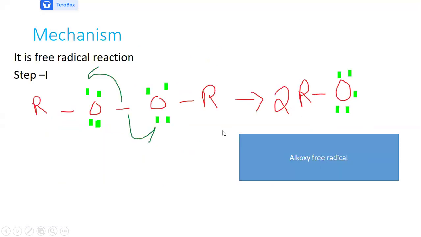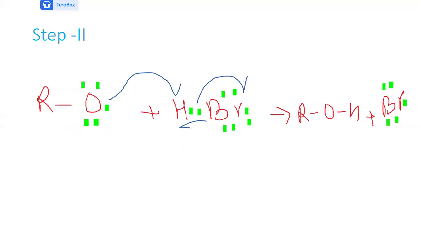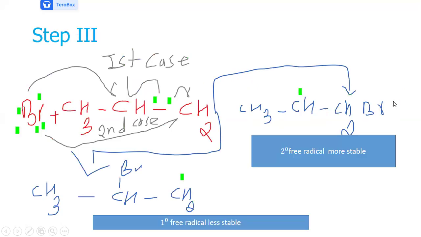Mechanism, it's a free radical reaction. Step 1, the peroxide is converted into an alkoxy free radical. Step 2, the alkoxy free radical attacks the hydrogen of hydrogen bromide, which has a covalent bond of 2 electrons. Half the electrons move towards the hydrogen and half to the bromine, producing a bromine free radical.